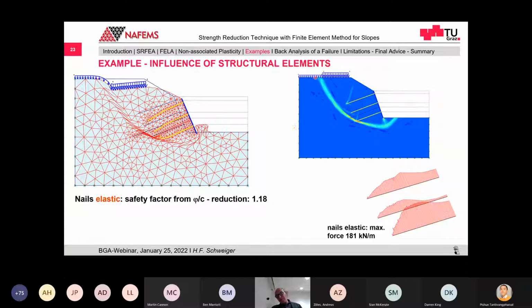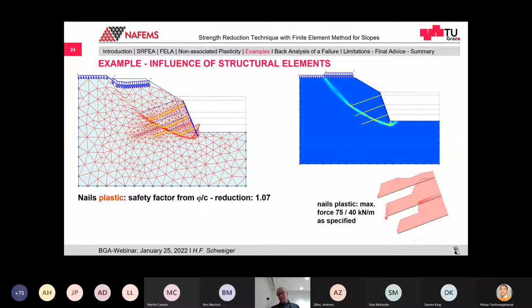But of course, your failure envelope has to go beyond the nails, because the nails are elastic and cannot fail. But what you see here is that the forces in the nails are very large. Now, if you treat the nails as an elastoplastic material, then the situation is different, because now the failure surface can go through the nails, and then you get a completely different factor of safety. So the message here is structural elements in your system, you have to think what happens to these structural elements.